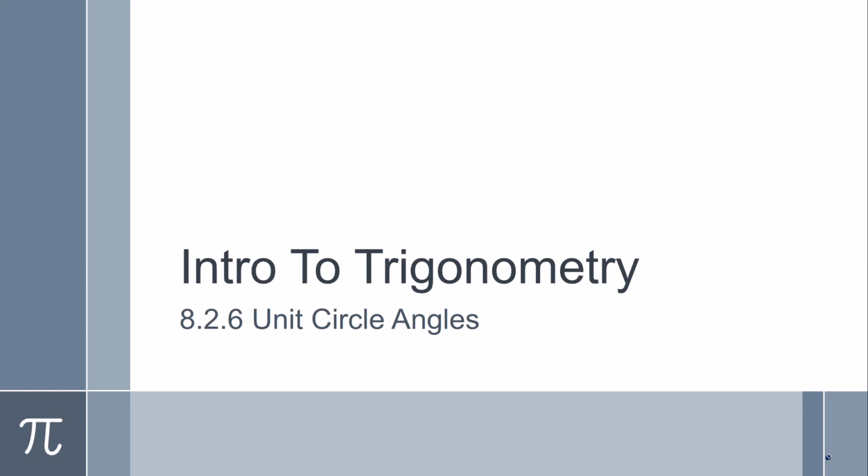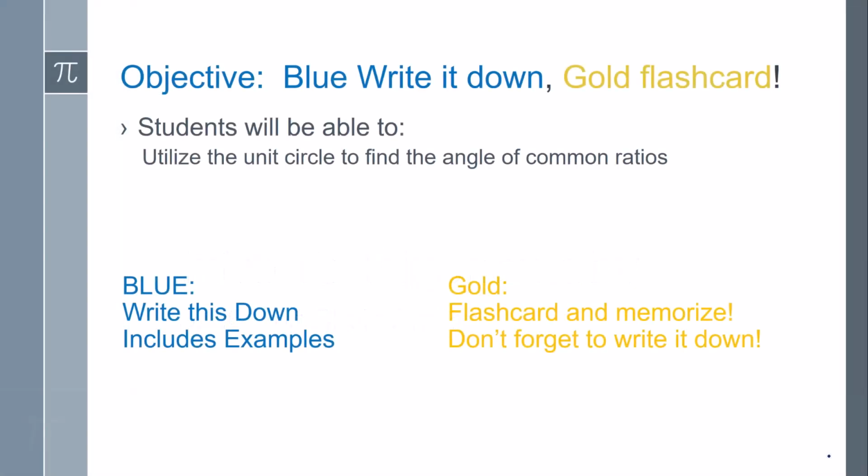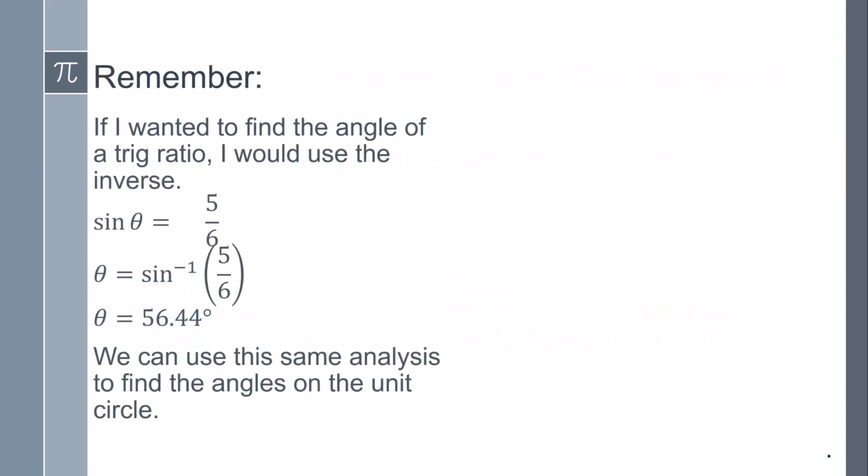This is section 826. We're going to take a look at the angles of unit circles. So we're going to utilize the unit circle to find the angles of common ratios.